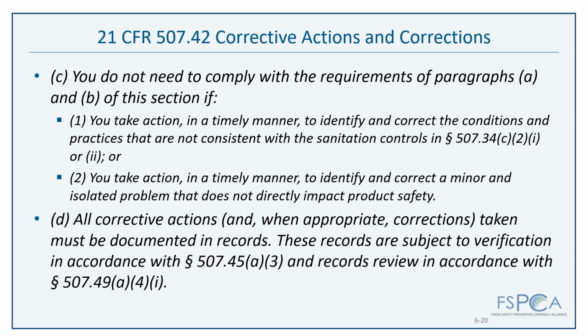But the last part of this says that all corrective actions and, when appropriate, corrections taken must be documented in records. Anytime we do something, anytime we make a product that goes outside our parameter values, we need to write it down and make a record of it. And then again, just like monitoring, those records can be reviewed as part of our verification process.